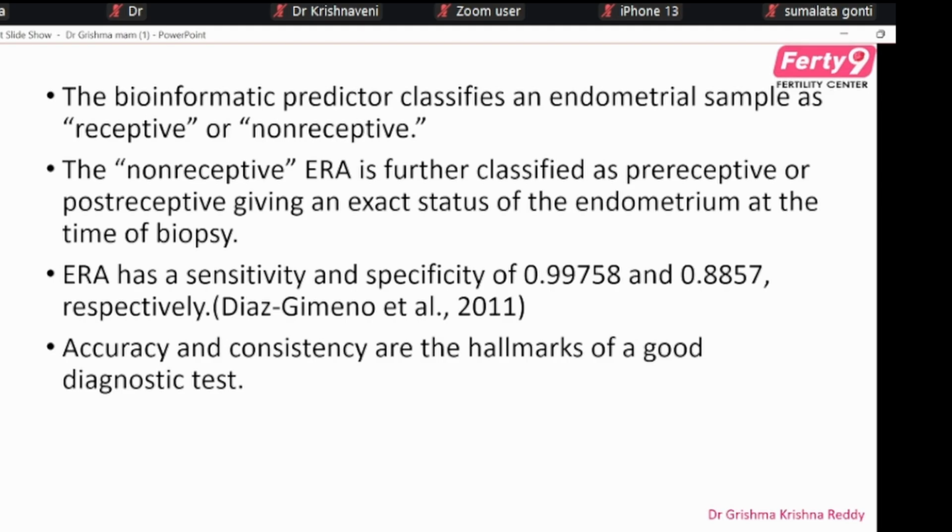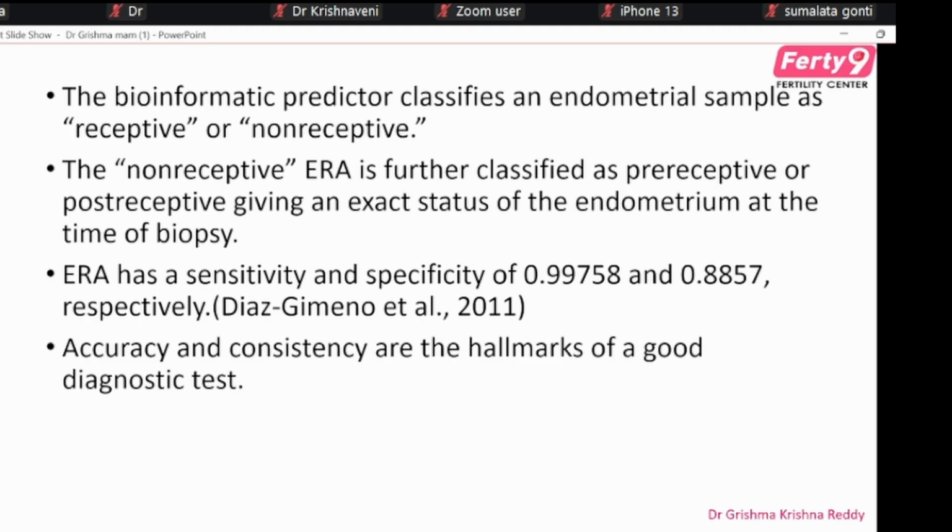First, usually in a RIF patient, a recurrent implantation failure patient, even when we are transferring a euploid embryo, if the patient is not becoming pregnant, then only we can do ERA. Before ruling out the embryo factors, there is no need to do ERA, because first we have to know that we are putting a genetically normal embryo. Then also if it is not getting implanted, then only we can go for ERA.